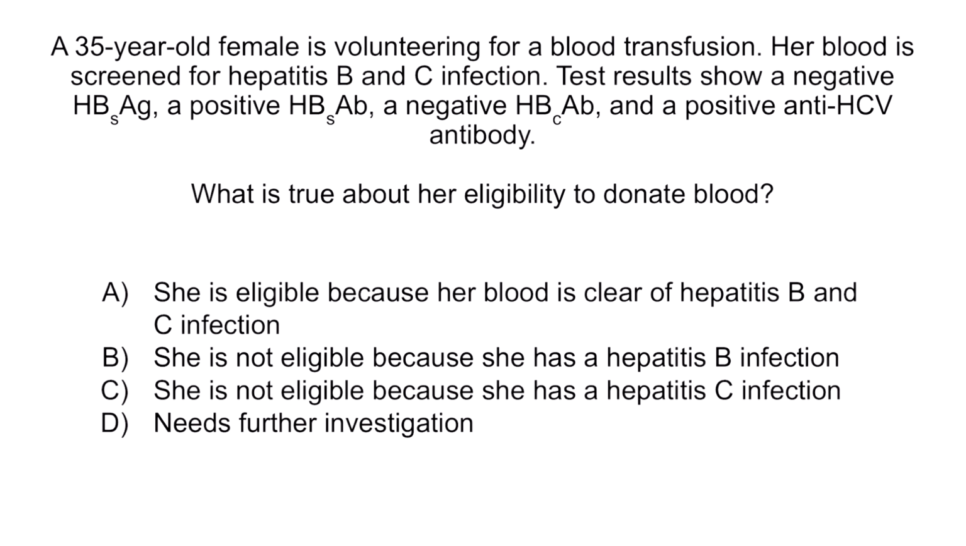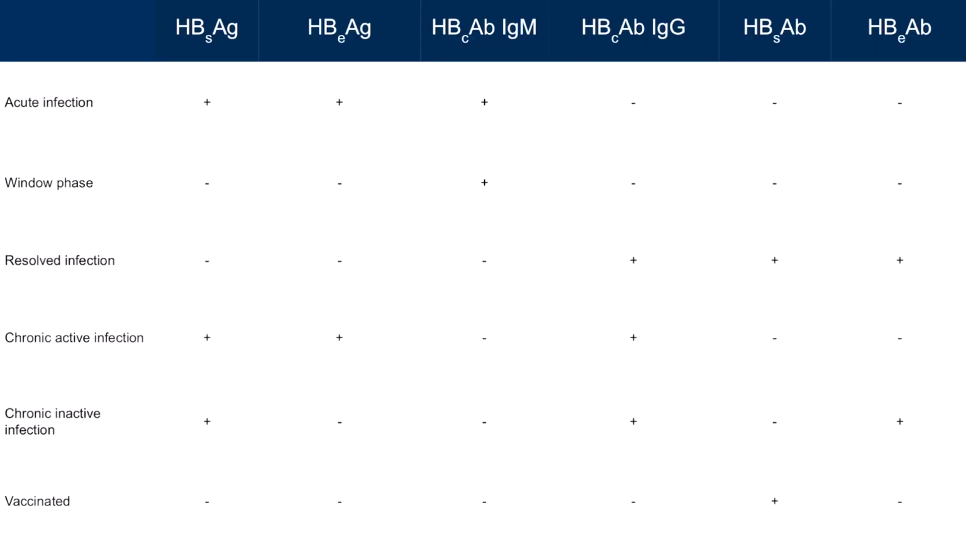She is negative for HB surface antigen and positive for HB surface antibody. This clearly indicates that she is immune to hepatitis B and is not currently infected with it. Also notice that her HB core antibody is negative, meaning that she has not been exposed to hepatitis B and her immunity must be coming from a previous vaccination instead. Recall from our table that a vaccinated individual is HB surface antigen negative, HB surface antibody positive, and core antibody negative.